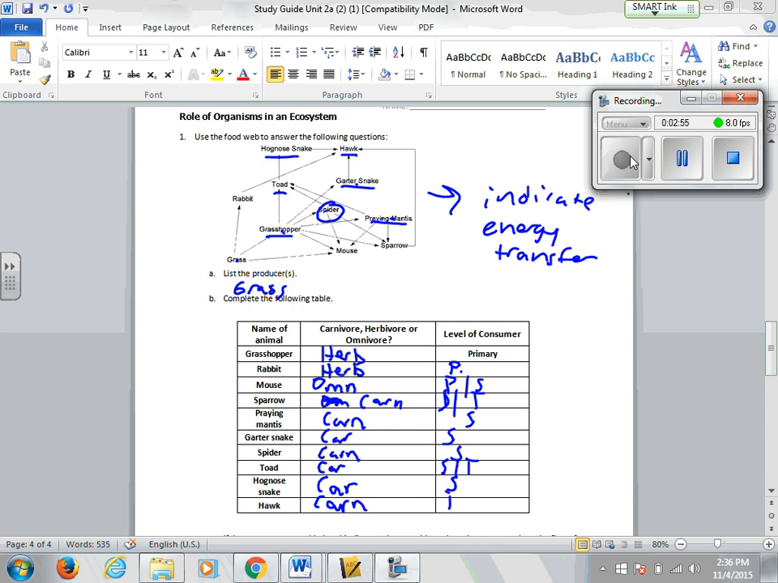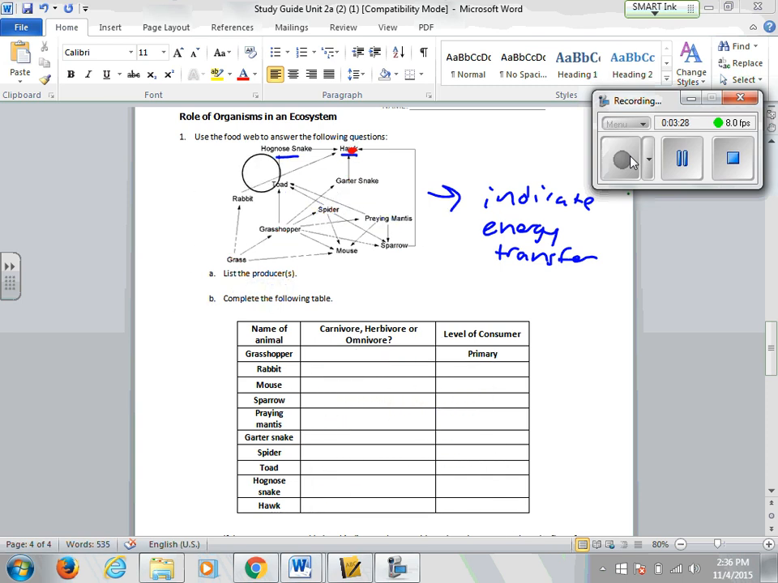But the hawk right here can be a tertiary or what we call a quaternary, okay, because you could have the grass to the grasshopper to the garter snake. So the hawk, that would be a tertiary, but you could have grasshopper, spider, sparrow, hawk. 1, 2, 3, 4 levels. So quaternary. So there you go with the consumers. I'm going to erase this so we can go down. All right, moving on down a little bit.